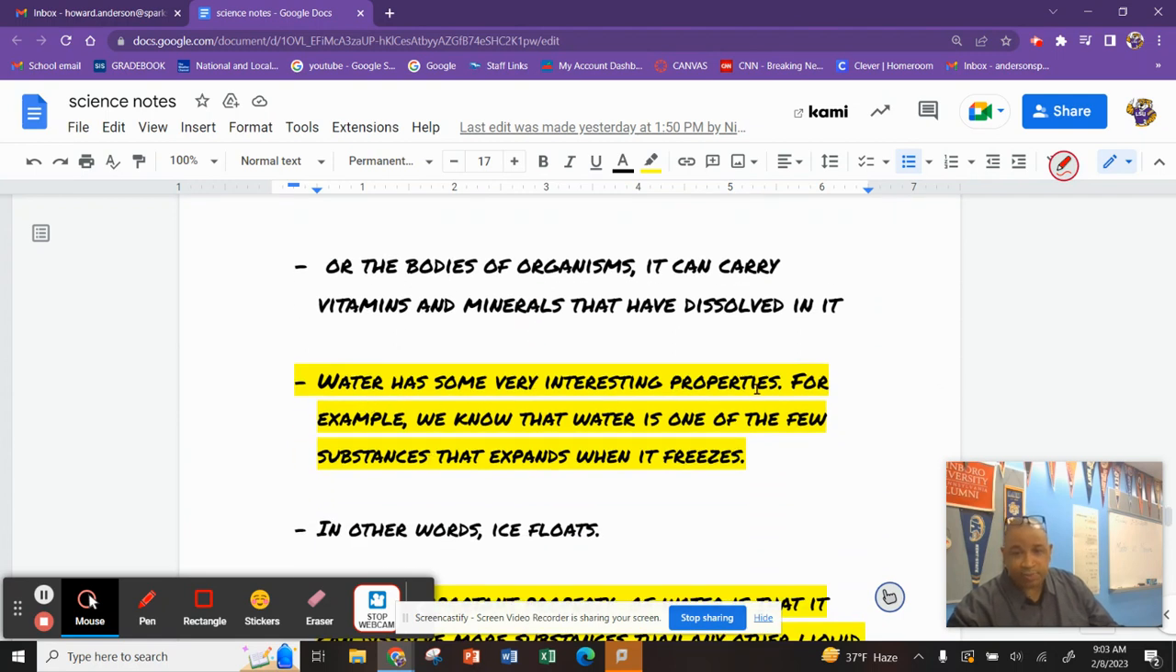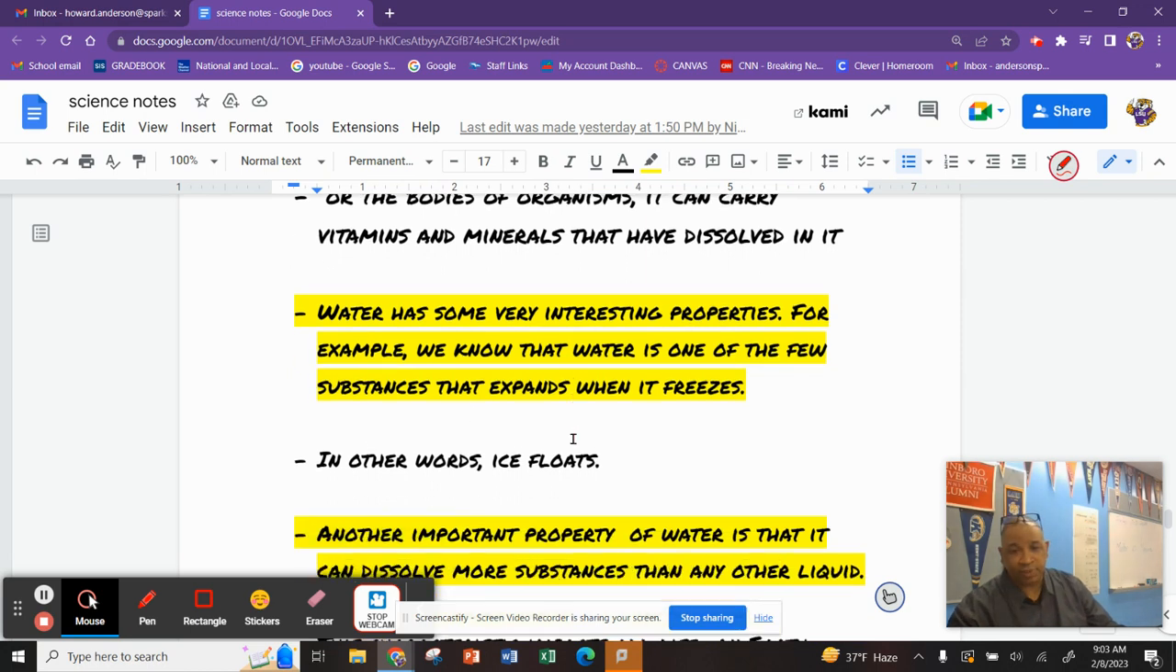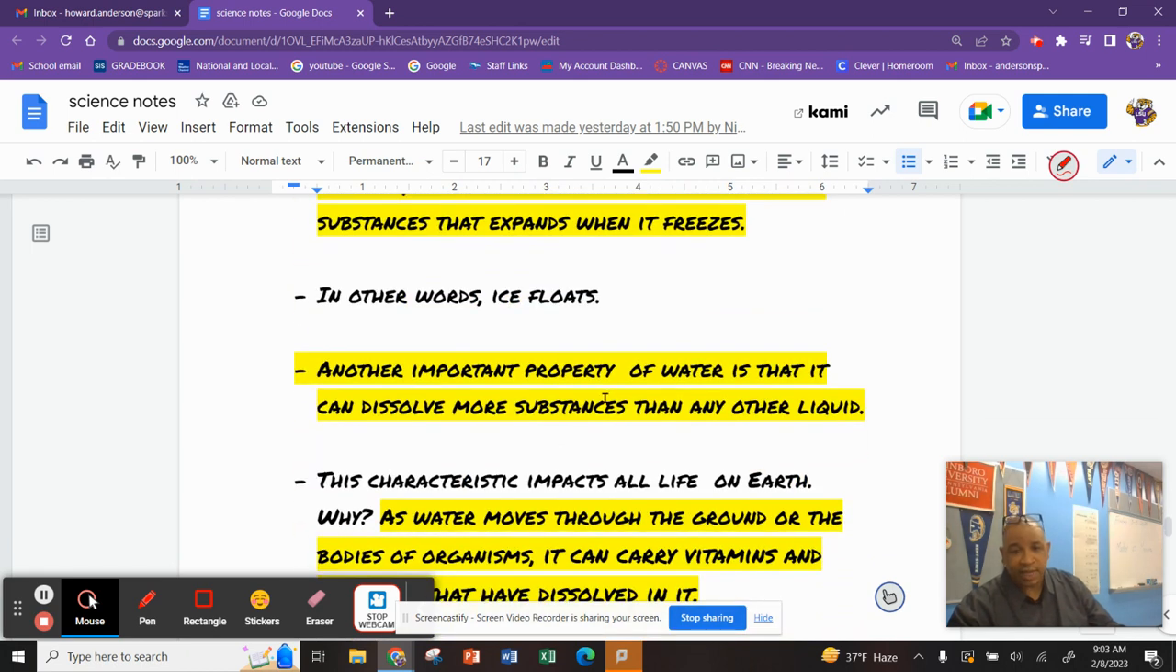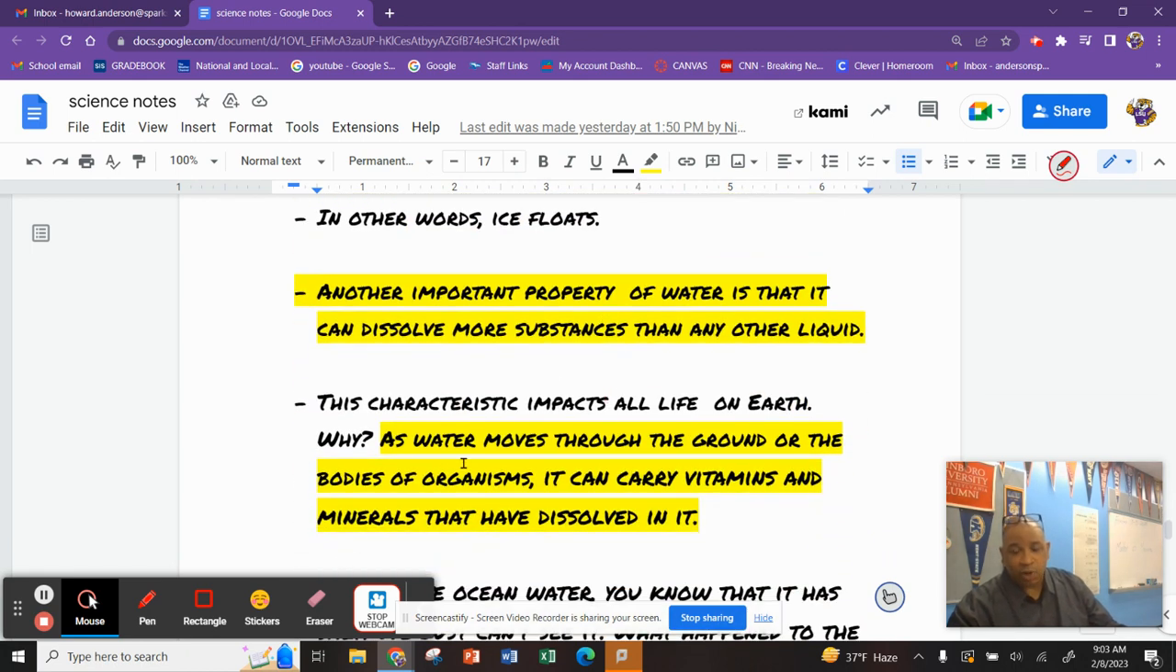Water has some very interesting properties. For example, we know that water is one of the few substances that expands when it freezes. You will see that one on the test. And as water moves through the ground or bodies of organisms, it can carry vitamins and minerals that have dissolved in it. So, the question is, water can carry two things throughout your body. What are those two things? One would be minerals. The other one would be vitamins.